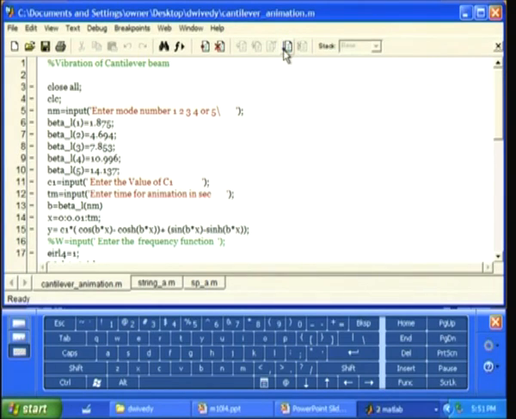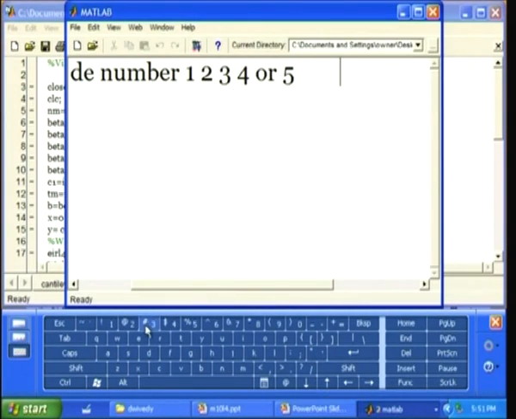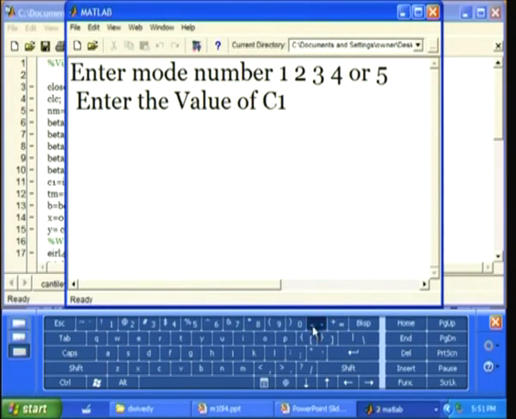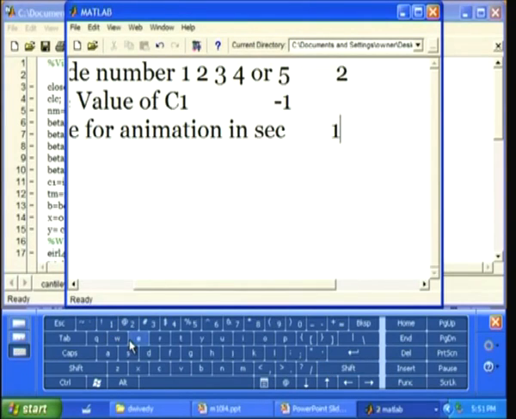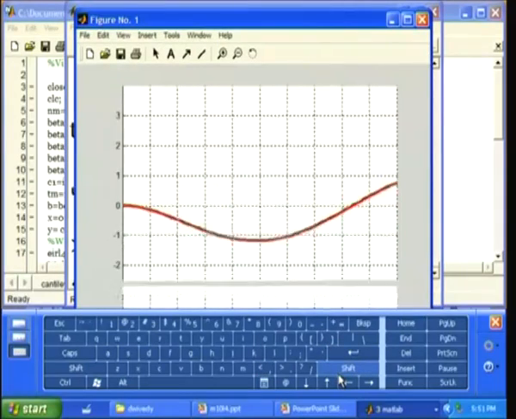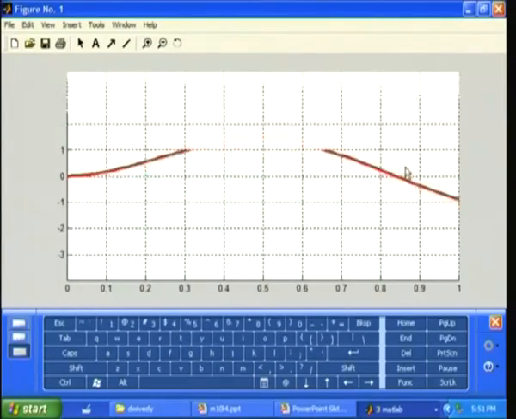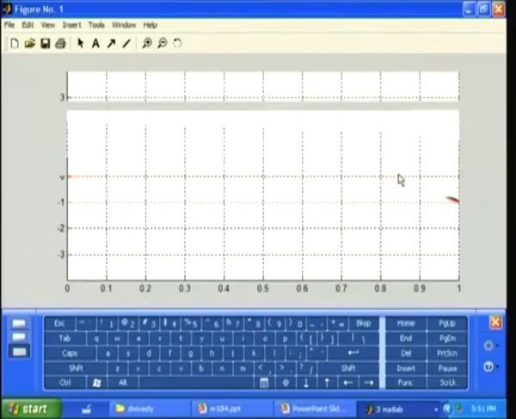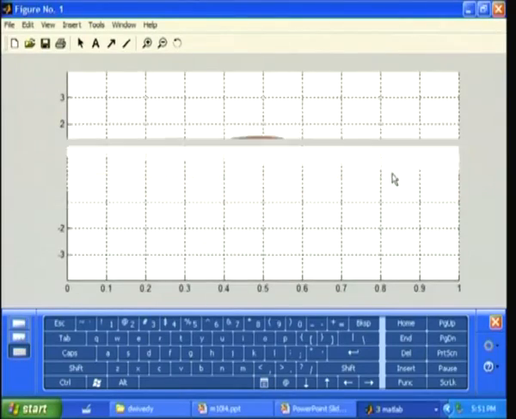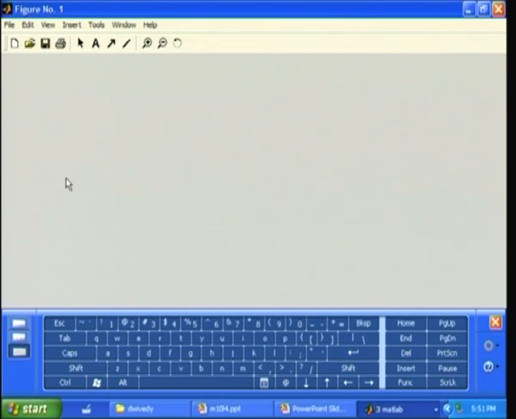Let us write the mode number equal to 2, and simulate it for 10 seconds, the vibration of the beam. In this case you can clearly see that in the second mode there is a point at which there is no vibration of the beam, and also note that at the beginning, that is at the fixed end, the slope is 0.